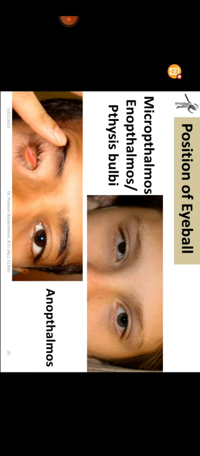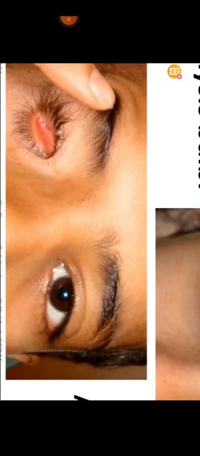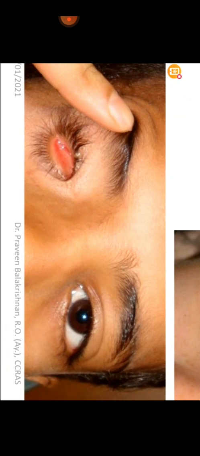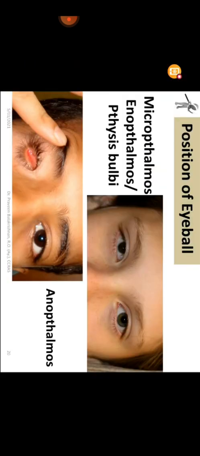And in the picture below, you can see on the left side there is a normal eye. On the right side, you cannot see any eye. See, there is no eye. We call it enophthalmos. That is, there is no eye. Okay, enophthalmos.